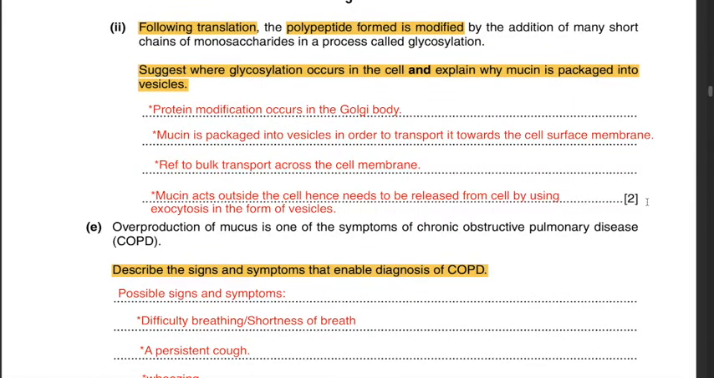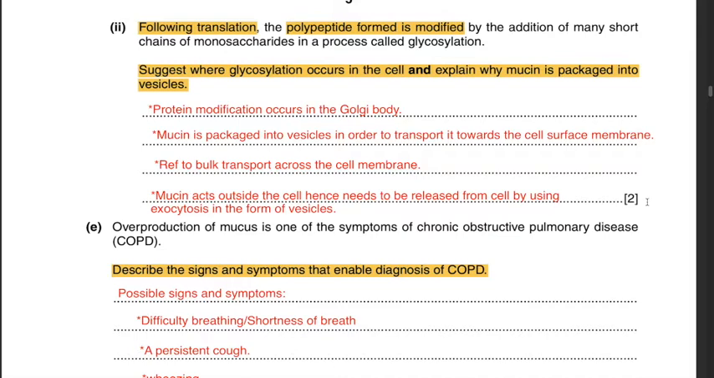Part 2. Following translation, the polypeptide formed is modified by the addition of many short chains of monosaccharides in a process called glycosylation. Suggest where glycosylation occurs in the cell and explain why mucin is packaged into vesicles. Over here, the polypeptide formed is modified. And where does polypeptide modification or protein modification occur? Protein modification takes place in the Golgi body or the Golgi apparatus. Therefore, suggest where glycosylation occurs would be in the Golgi body.